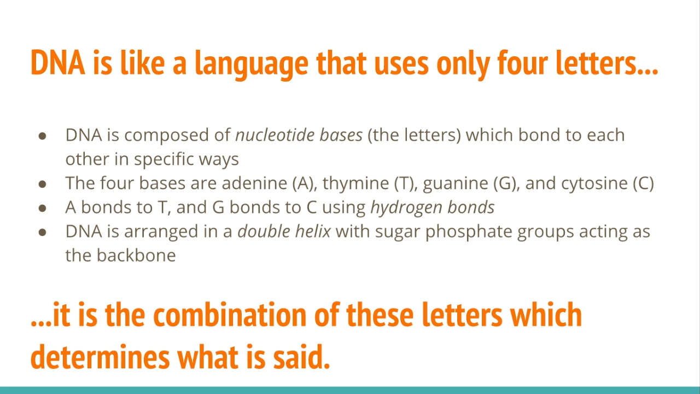Structurally, DNA is normally found in a double helix with sugar phosphate groups as the backbone, and what that means is that when in a double helix form, the nucleotide bases, the letters, will be in the middle, and the sugar phosphate groups will be in the back, acting as the backbone. And you can see that here.